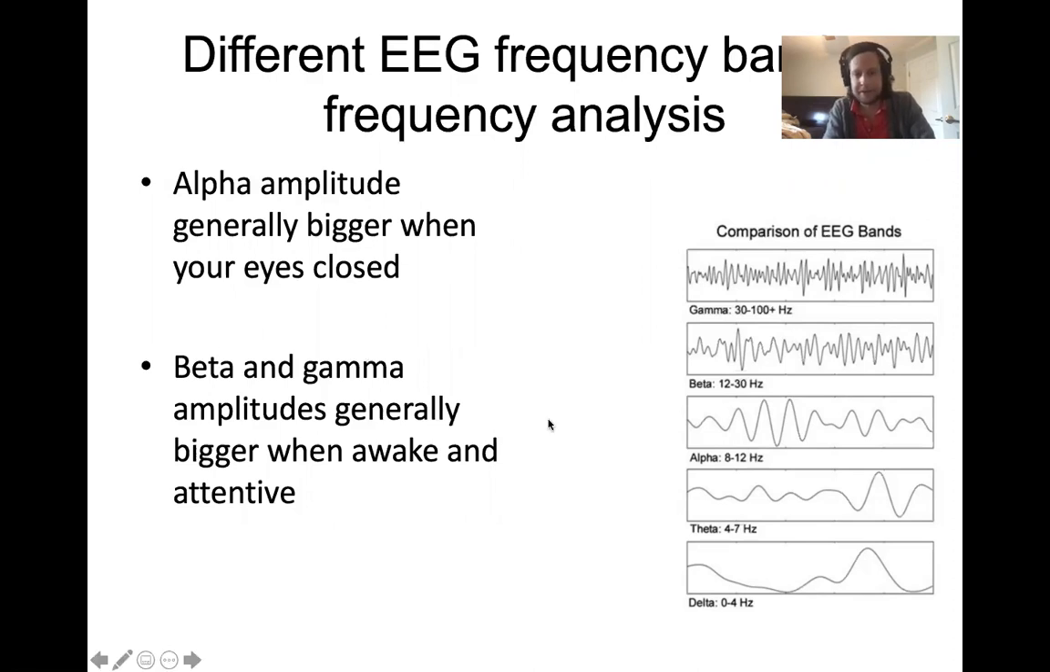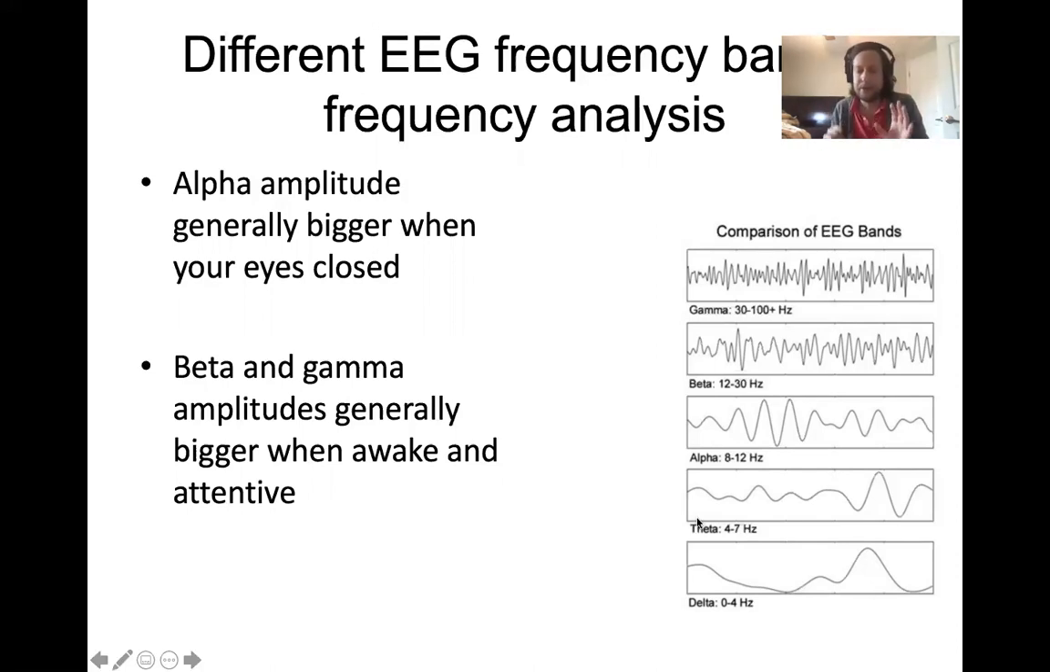Similarly, beta and gamma, these are the high frequency components. They're moving really, really fast in that EEG trace. Generally, they're bigger when you are awake and attentive. And when you're starting to get tired and sleepy, when your eyes are closed, beta and gamma actually get smaller. So when your eyes are closed, the low frequencies tend to get more pronounced.